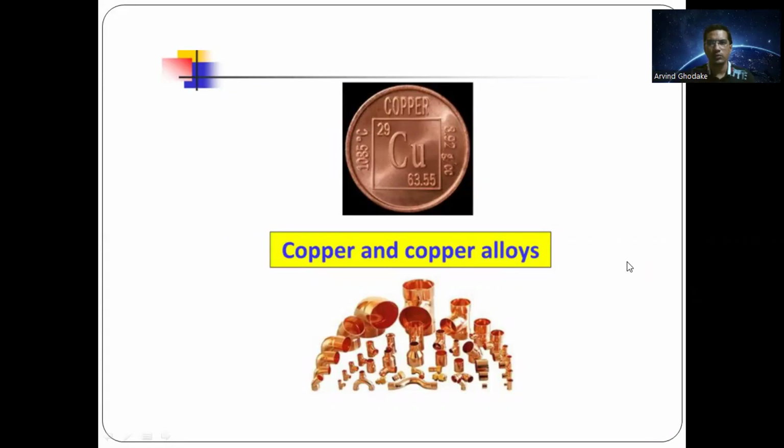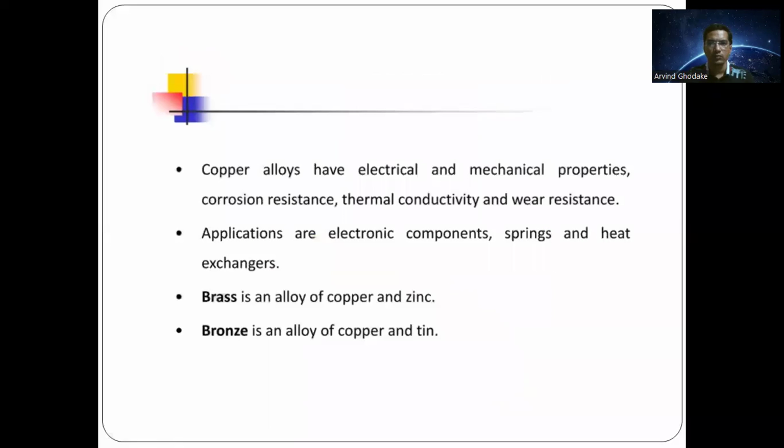Today we will discuss one of the important non-ferrous metals, that is copper and copper alloys. Copper alloys have good electrical and mechanical properties, corrosion resistance, thermal conductivity, and wear resistance. The applications of copper and its alloys are in electronic components, springs, and heat exchangers.